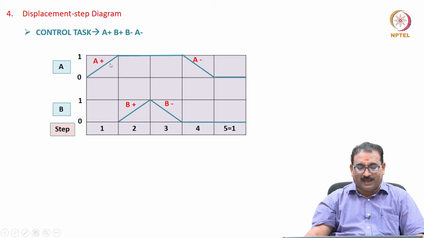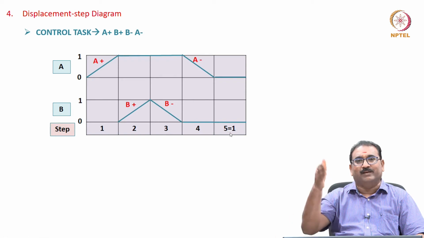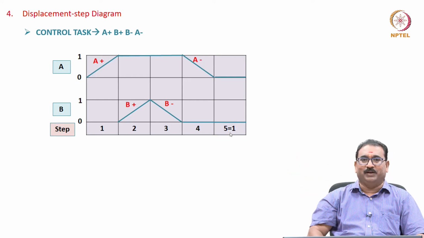After A extends, B extends. Then B retracts. Then A retracts. Please understand this diagram. In the displacement step diagram, finally both cylinders will be in the retracted positions. Then the cycle repeats: A plus, B plus, B minus, A minus, correct? It will repeat.